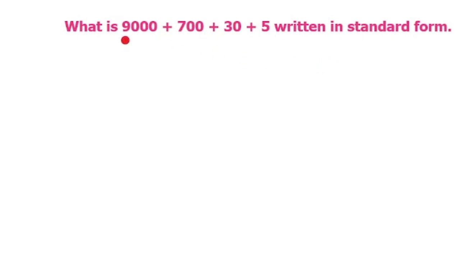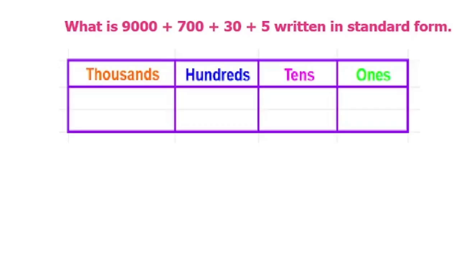So expanded form like this, you would need to remember your place value chart. So this is how you start, okay? Now we're getting into bigger numbers, and we have the thousands, the hundreds, the tens, and the ones. So 9,000 is just 9 thousands. We're just taking this expanded number and writing it out in terms of place value.